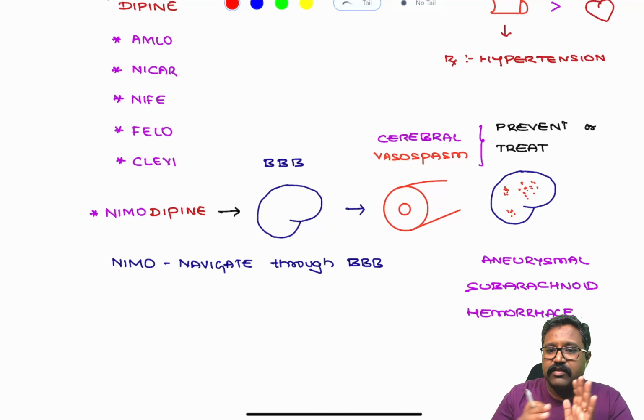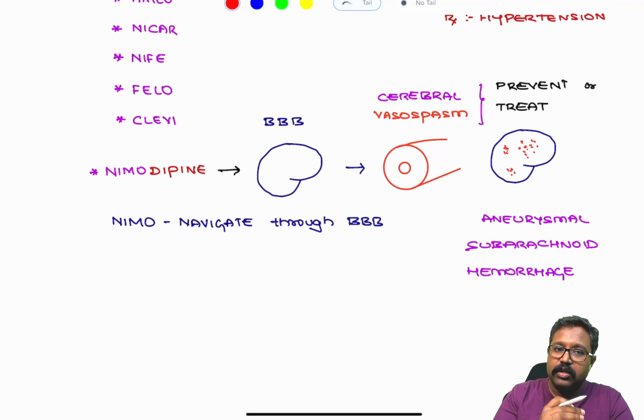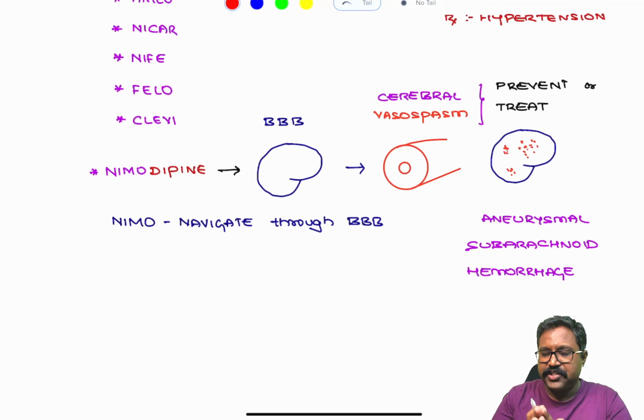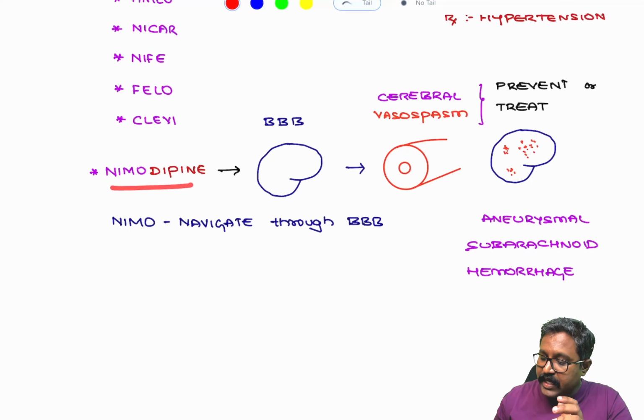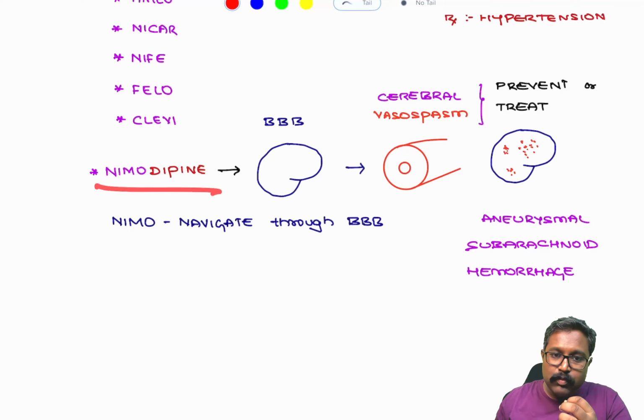And one more thing you should remember is nimodipine. Nimodipine has got a special indication which you should not forget at all. Again they end with dipine. All the dipines cause vasodilation. The unique feature of nimodipine is that it crosses the blood-brain barrier. Once it crosses the blood-brain barrier, it causes cerebral vasodilation. In the cerebral circulation, there are blood vessels which respond to nimodipine.